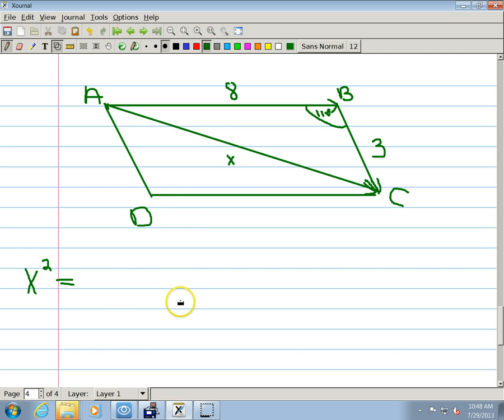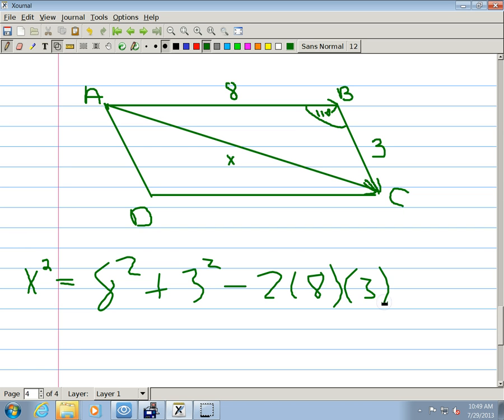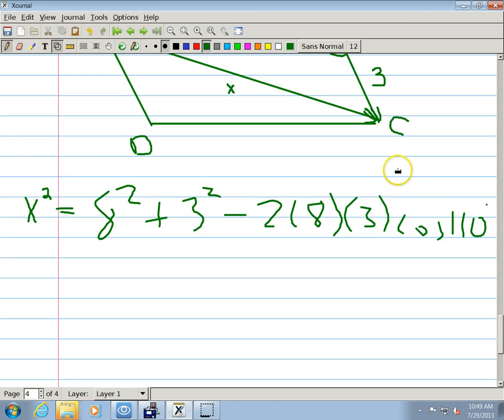X squared is going to be what? 8 squared plus 3 squared minus 2 times 8 times 3 times cosine of 110. Perfect. And think about it, 110 is in the second quadrant, so the cosine of 110 is going to be negative again. So we're really not subtracting here. It's not really a negative 2 times 8 times 3. It's really adding. So let's work this out.